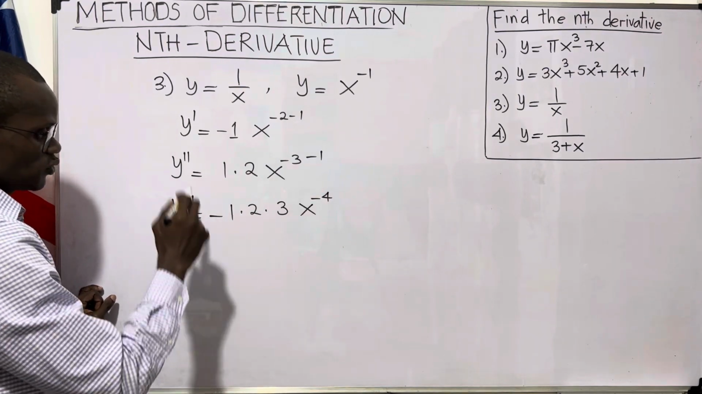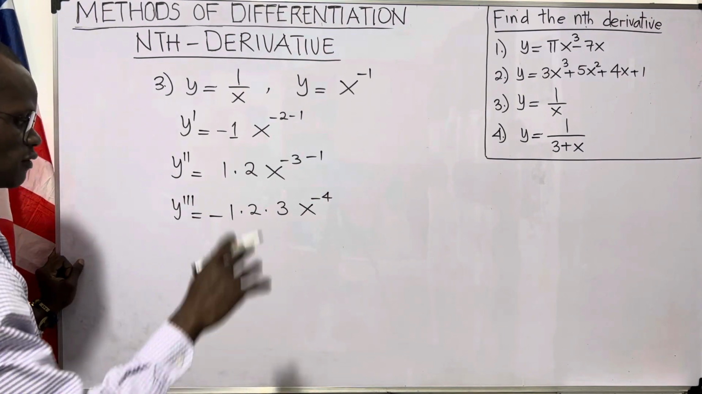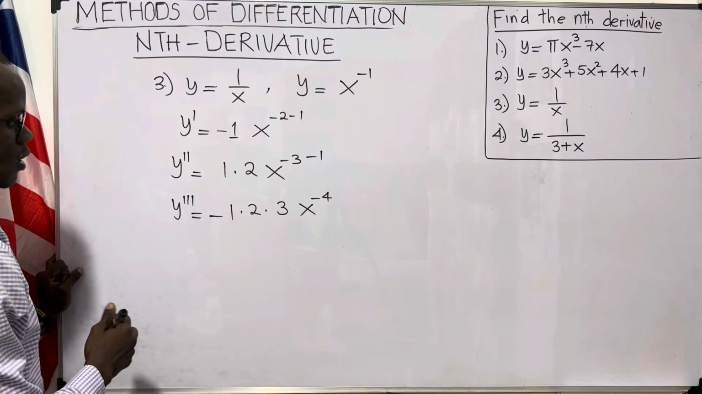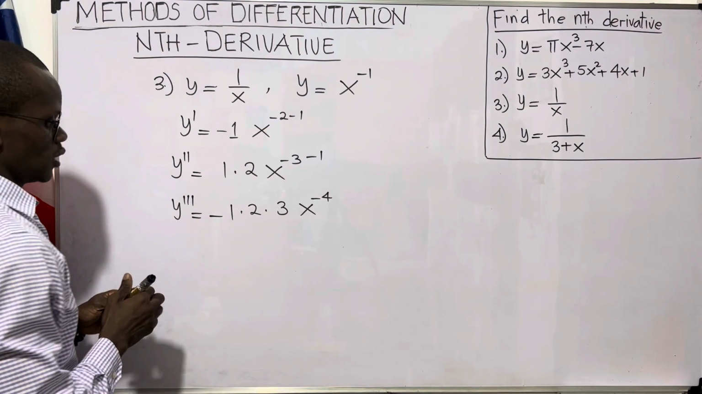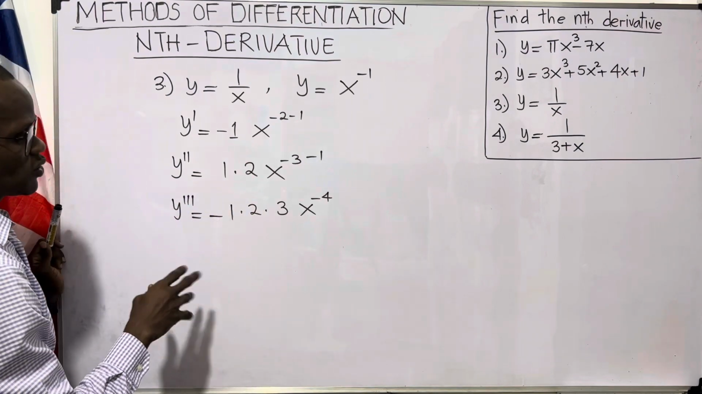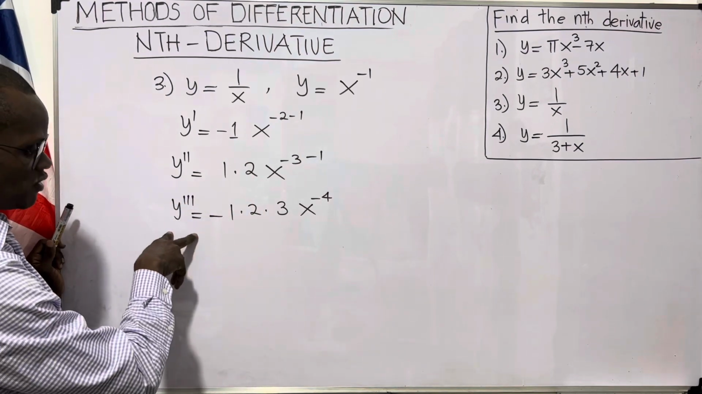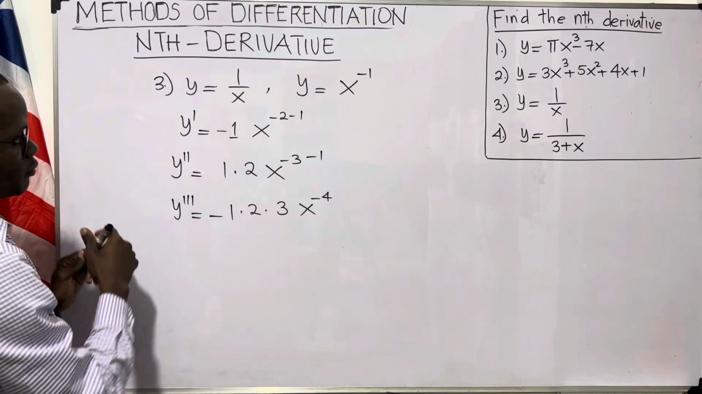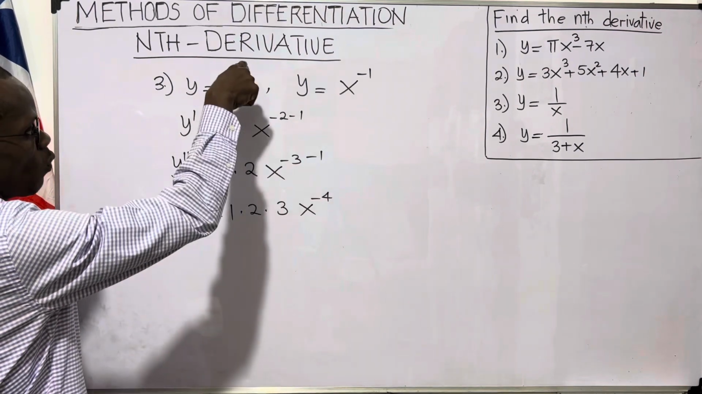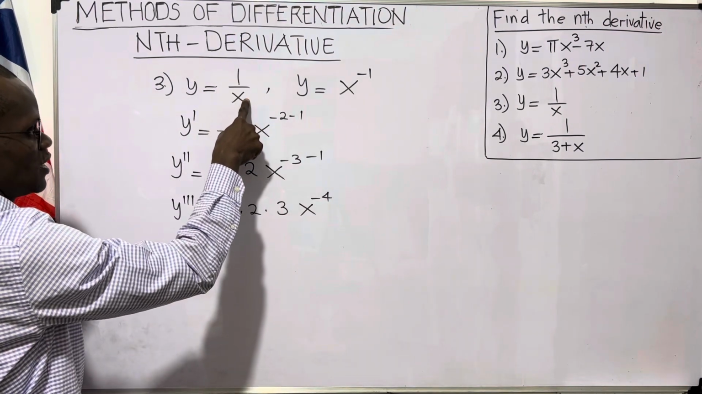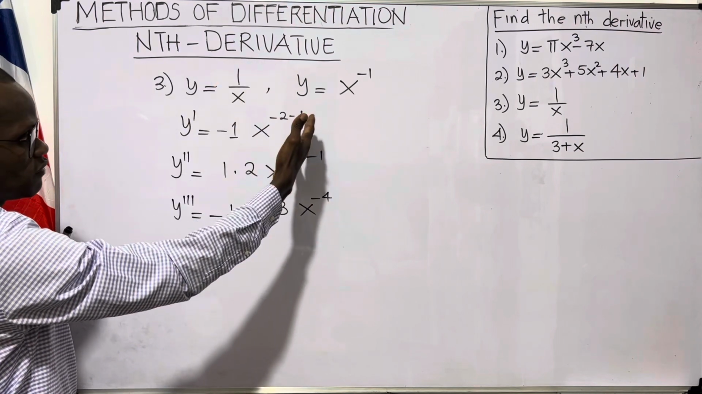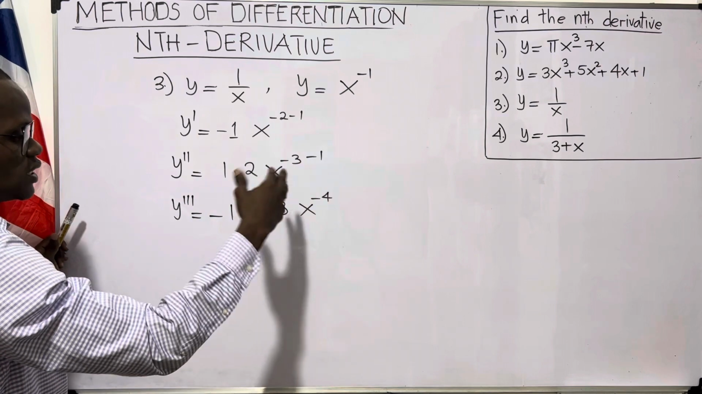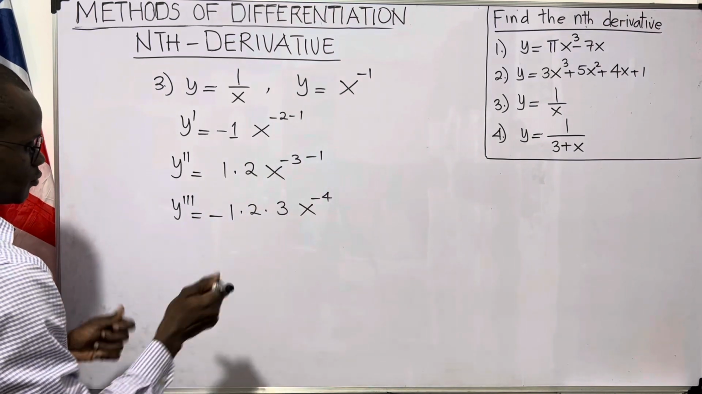If we move to the next derivative, the fifth one, and the sixth, we are observing a particular pattern. From that pattern, we want to write a formula for the nth derivative of this particular problem. So whenever you have y equals 1 over x, and you are asked to find the 13th derivative or the 30th derivative, you can just use that formula directly.